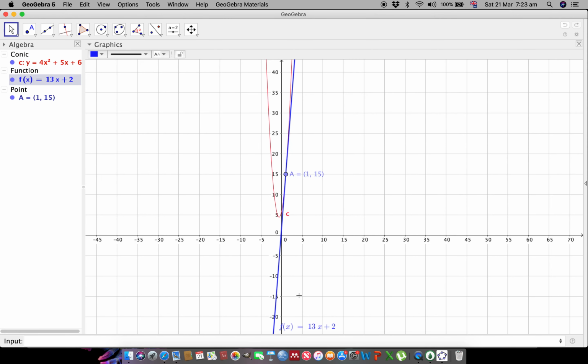What is the name of this blue line? f(x) is equal to 13x plus 2. This is the line which we required, and this line passes through the tangent point A. That's all. Hope you understood. Thank you.